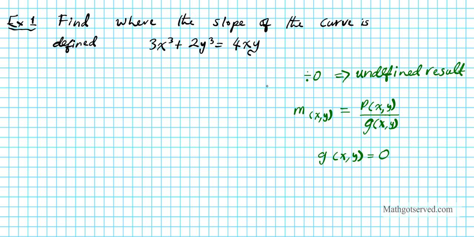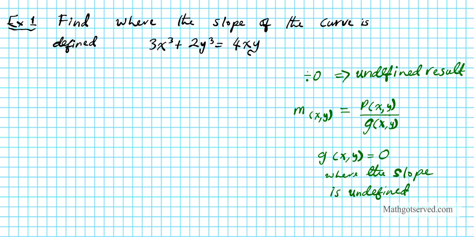Alright, so the whole procedure here is, first of all, we need to find the slope at any point xy by implicitly differentiating this, and that will give us m of xy, which will be a rational function. And what we'll do next is we'll set the denominator to 0, and it tells you where the slope is undefined. Hence, the curve is going to be defined for everywhere except whatever makes this equation true. Okay, so that's basically the strategy we're going to use here.